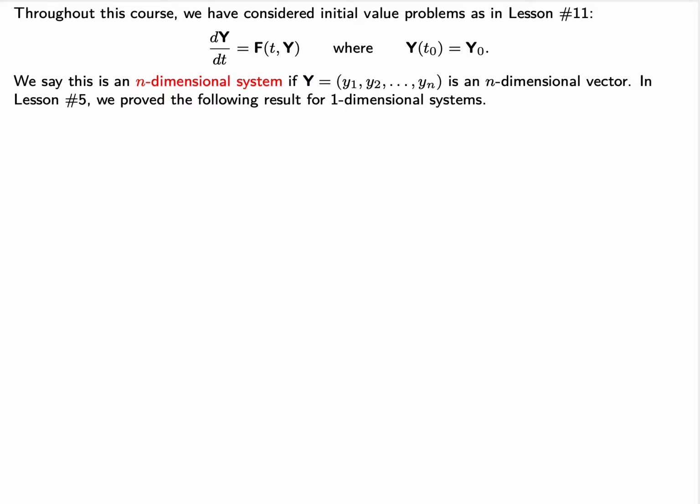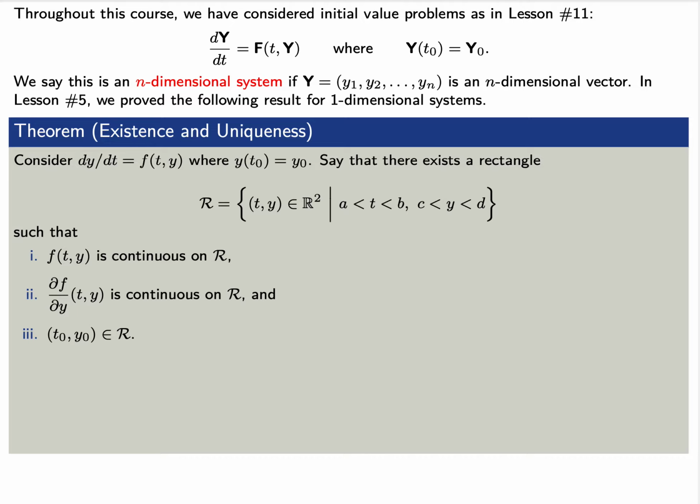In fact, in lesson number 5, we proved the following result for one-dimensional systems. We call this the existence and uniqueness theorem. Let's consider a first-order differential equation of the form dy dt equals f of t y, where y of t0 equals y0. Let's say that there is a rectangle consisting of pairs t and y, where t is between a and b, and y is between c and d, such that f is continuous on this rectangle, the partial of f with respect to y is continuous on this rectangle, and the initial point t0, y0 is contained in this rectangle.